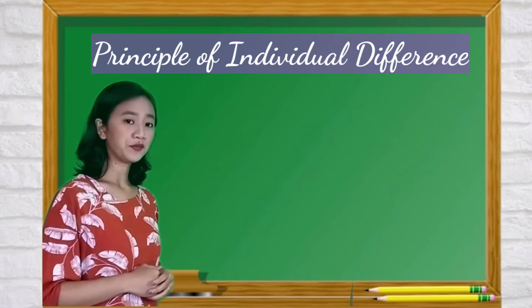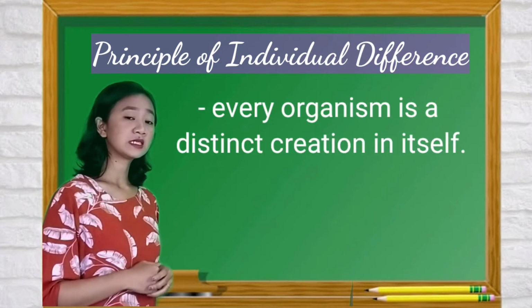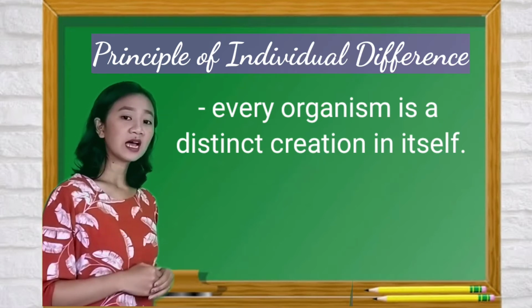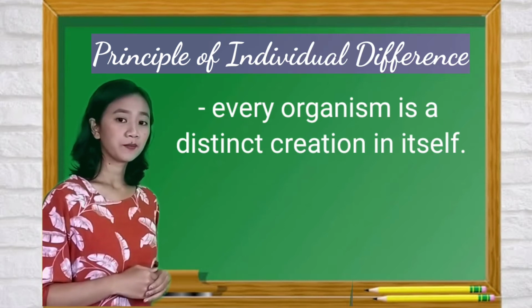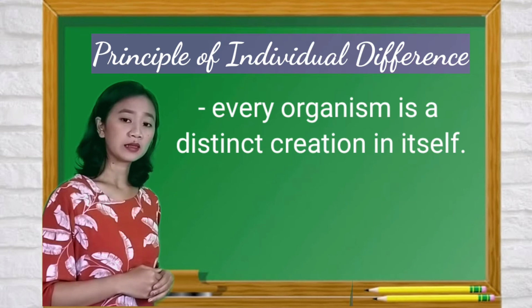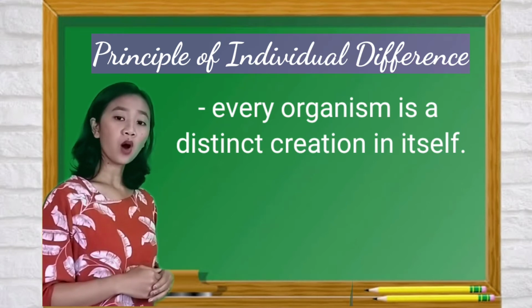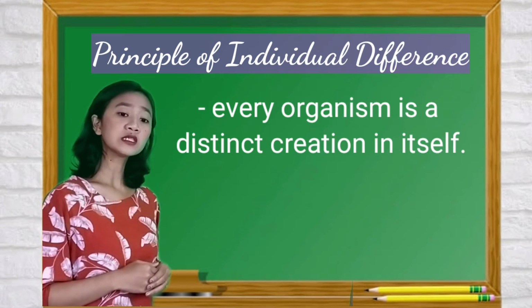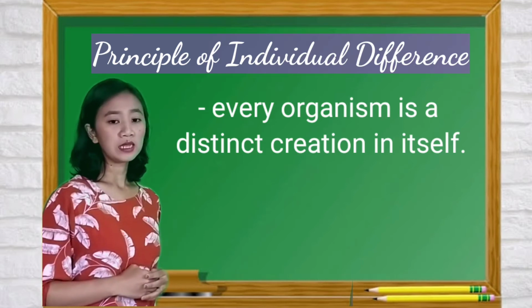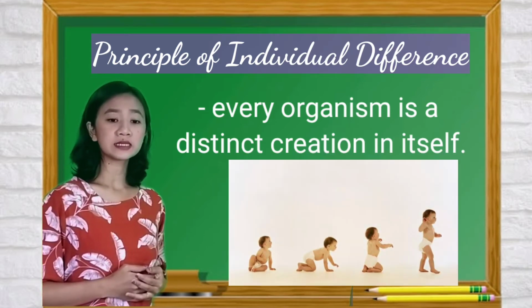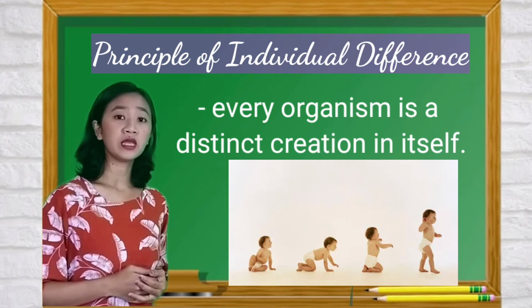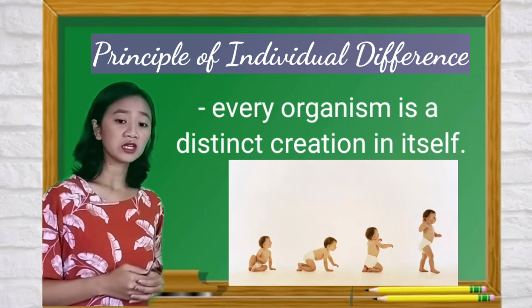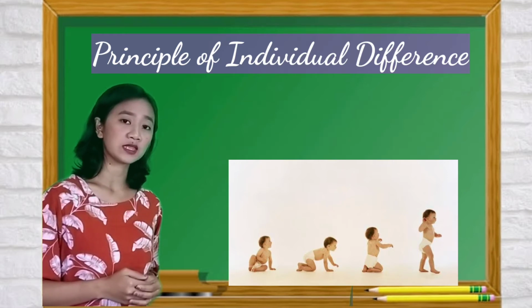Principle of individual difference. Every organism is a distinct creation in itself. One of the most important principles of development is that it involves individual differences. There is no fixed rate of development. That all children will learn to walk is universal, but the time at which each child takes his or her first step may vary. An example is, all children will first sit up, crawl, and stand before they walk. But individual children will vary in regard to the timing or age at which they can perform these activities.